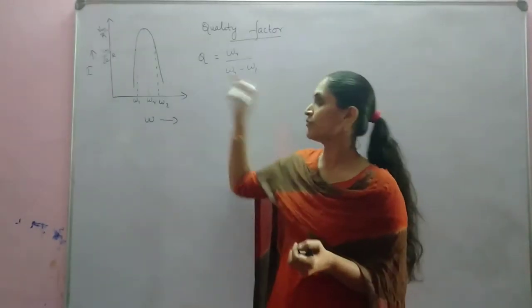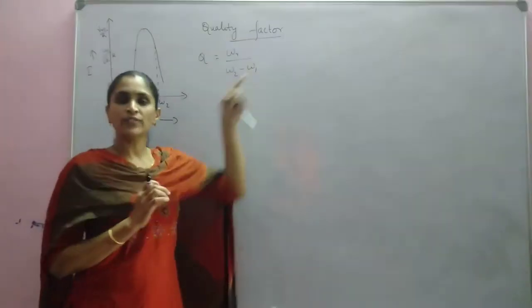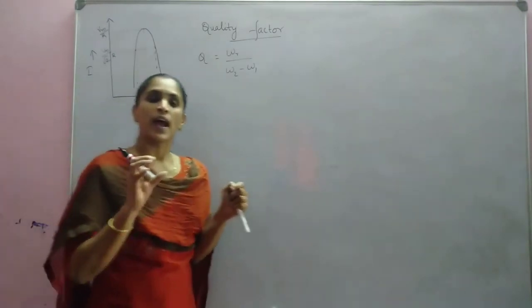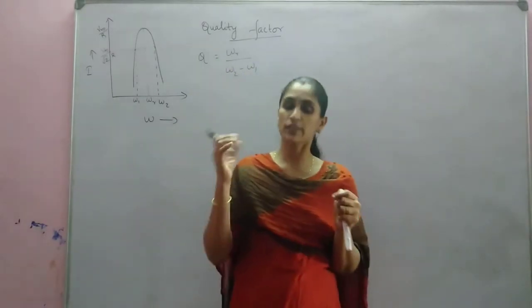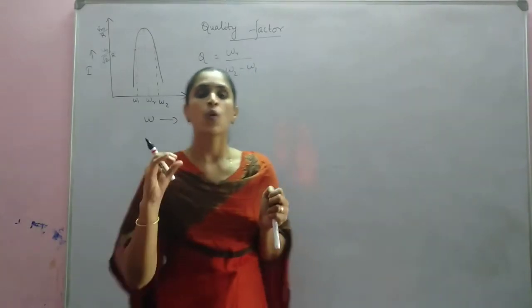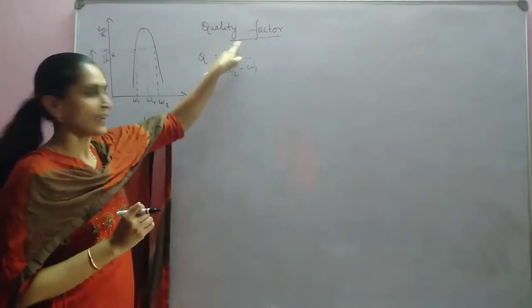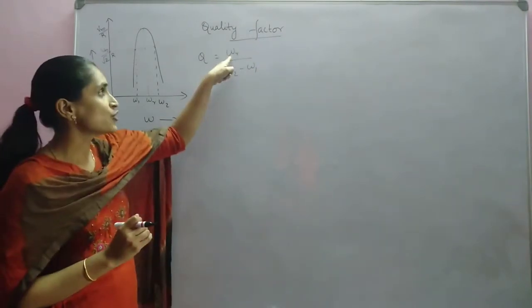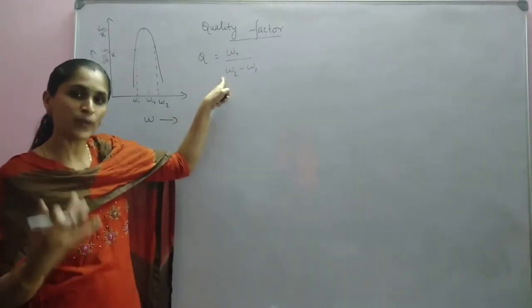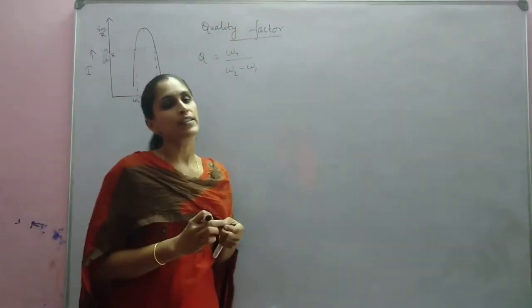So we can define quality factor as the ratio of the angular frequency to the difference of the two frequencies at which the current becomes 1 by root 2 times the current at resonance. Okay. So we can define this as the ratio of the resonant angular frequency to the difference in frequencies at which the current becomes 1 by root 2 times the current at resonance.